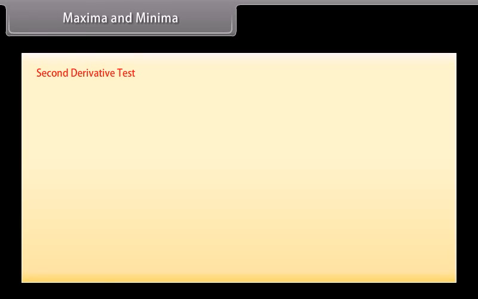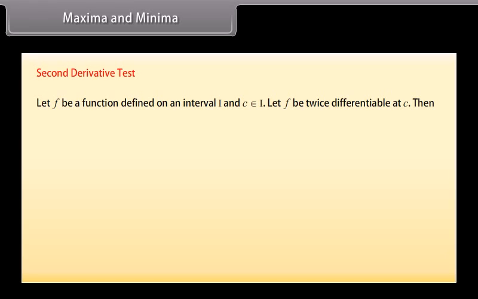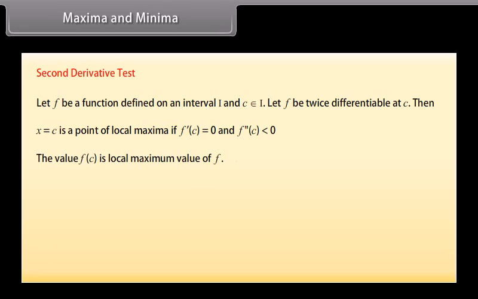Maxima and minima. Second derivative test. Let f be a function defined on an interval I and c belongs to I. Let f be twice differentiable at c. Then x = c is a point of local maxima if f'(c) = 0 and f''(c) < 0. The value f(c) is the local maximum value of f.